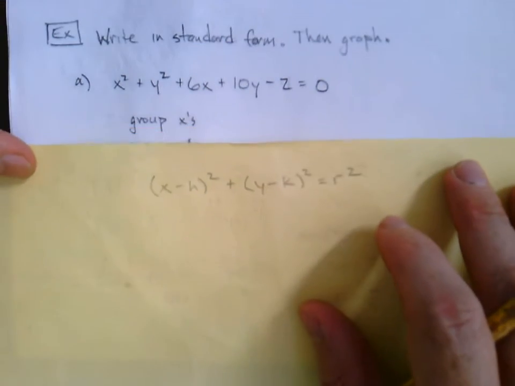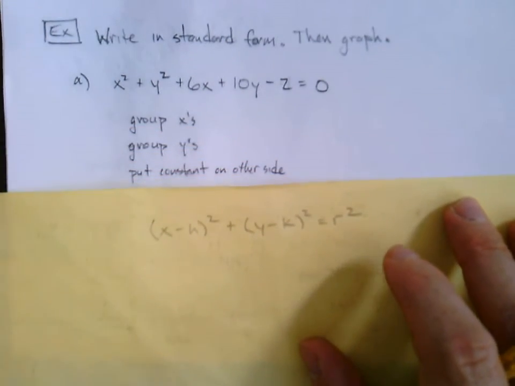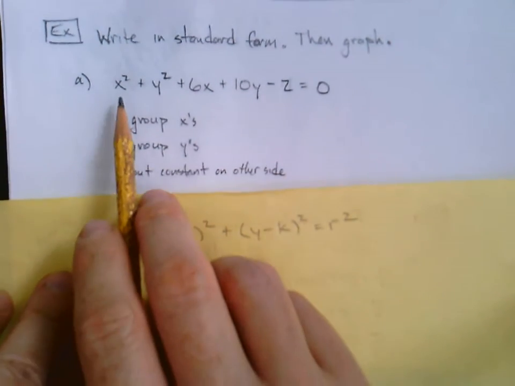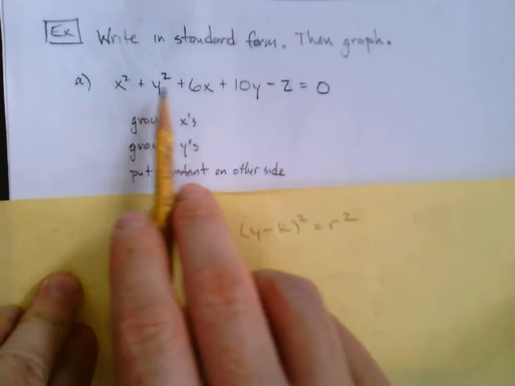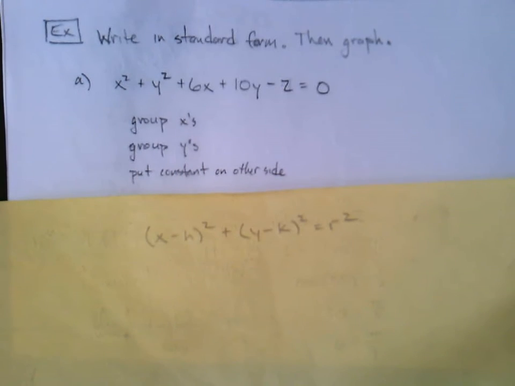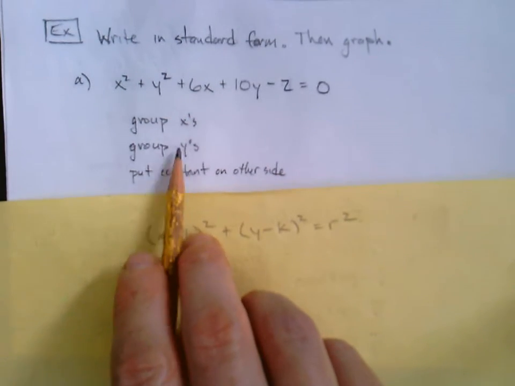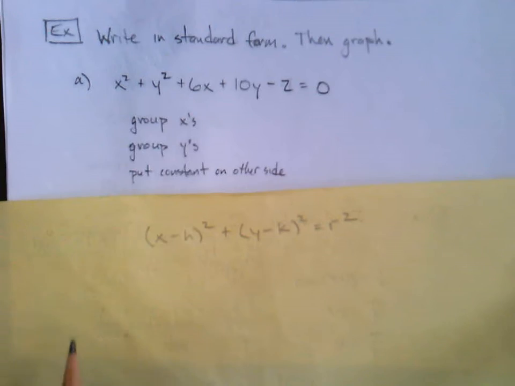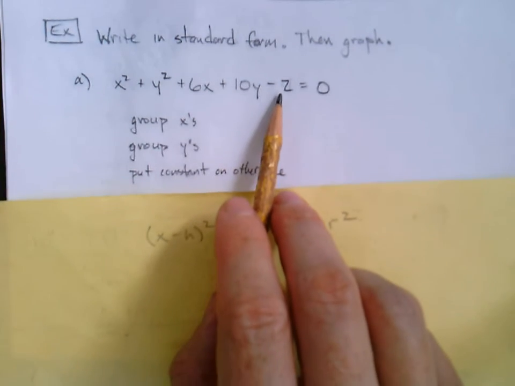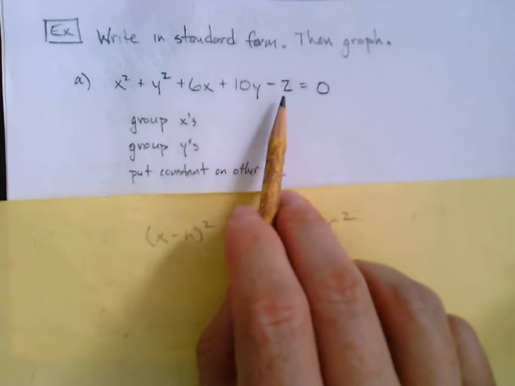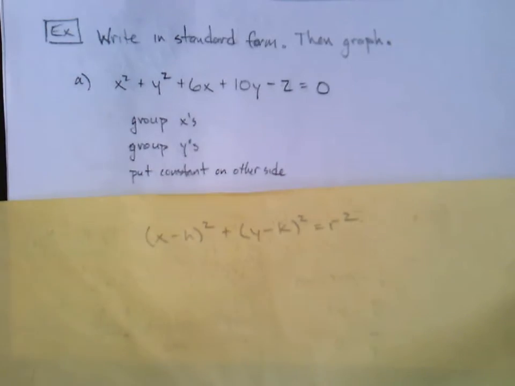Here's what you do first. I've got these 3 parts. We're going to group the x's together. When I mean the x's, I mean x squared and 6x. We're actually going to put parentheses around the two of them. You'll see what I mean in a moment. Same thing with the y's. We're going to group y squared and 10y together in the same way. And then the constant, which I'm referring to as the minus 2, we're going to put on the other side. So we're going to add 2 to both sides.